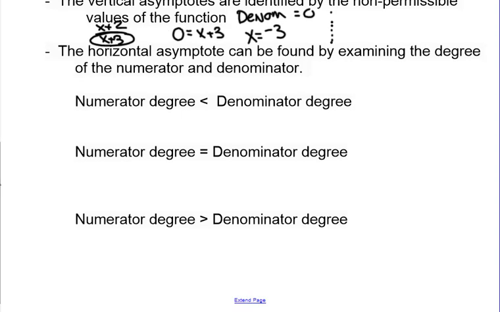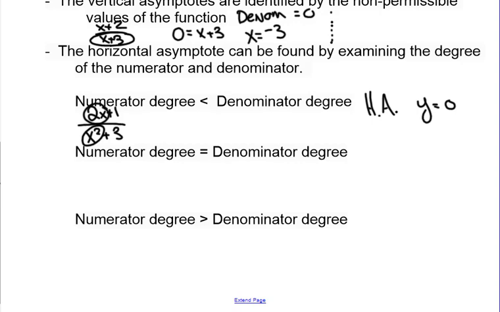Then we have something called a horizontal asymptote. A horizontal asymptote can be found by examining the degree of the numerator and the degree of the denominator. If the degree of the numerator is less than the degree of the denominator, we have a horizontal asymptote at y is equal to 0. That would come from something like 2x plus 1 over x squared plus 3. The degree of my denominator is 2, whereas the degree of my numerator is 1. So when we have something like that, our horizontal asymptote always happens at y is equal to 0.